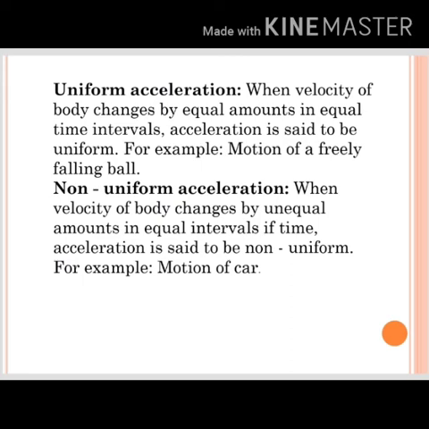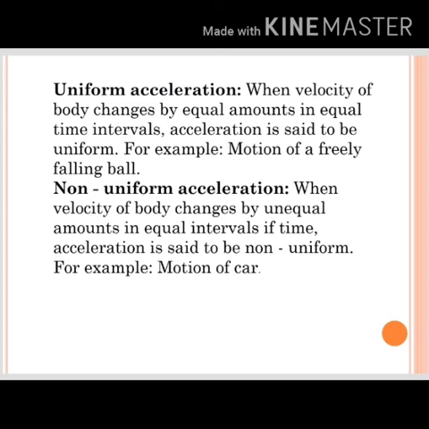Uniform acceleration. If an object travels in a straight line and its velocity changes by equal amount in equal interval of time, however small the interval may be, the object is said to be in uniform acceleration. For example, a body falling freely to the ground has uniform acceleration of 9.8 meter per second square, and its velocity increases by 9.8 meter per second after every 1 second.